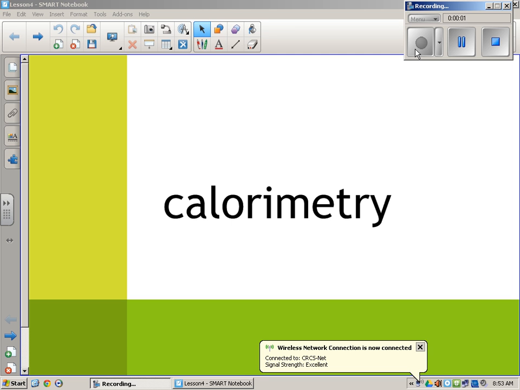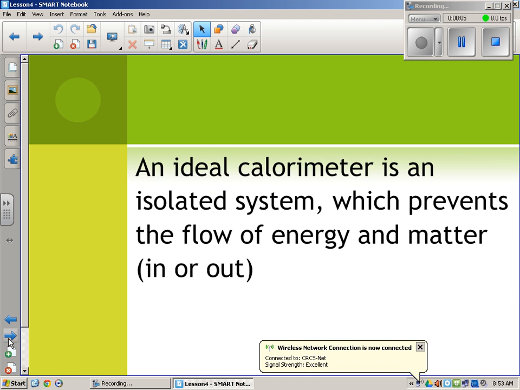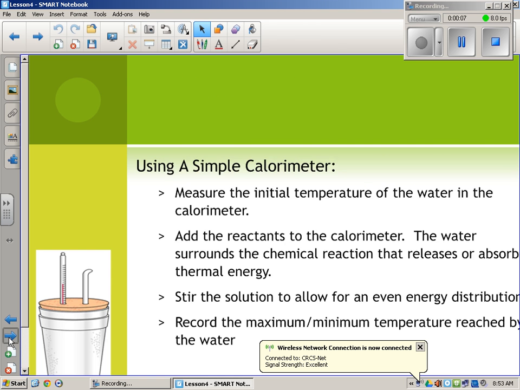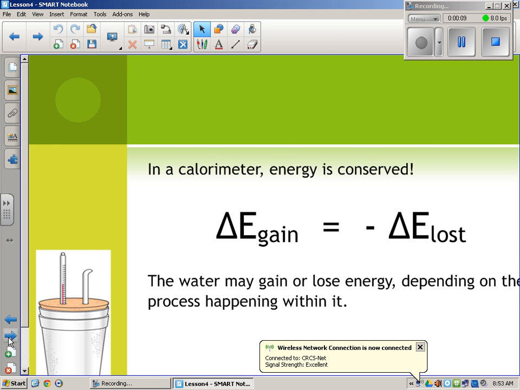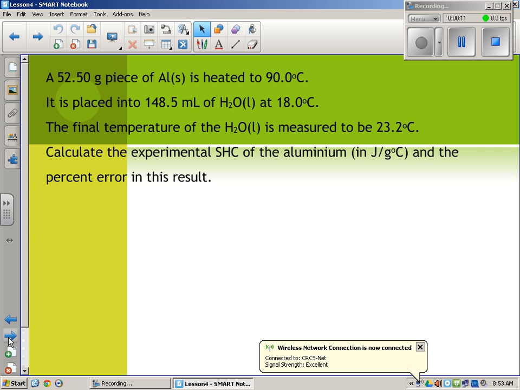So yesterday we talked about calorimetry, of course. We went through all the notes yesterday. If you missed yesterday, make sure you get those from somebody. And we got to our first problem, if you remember. I'll go over this with you again today, just to refresh your mind.